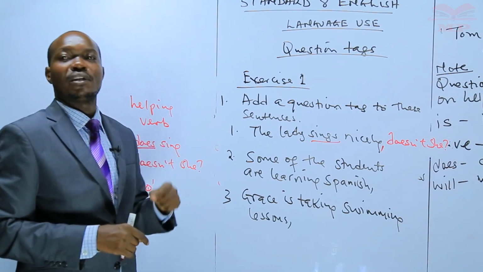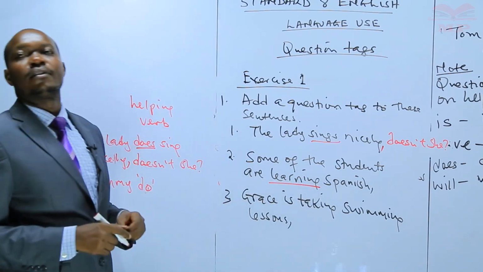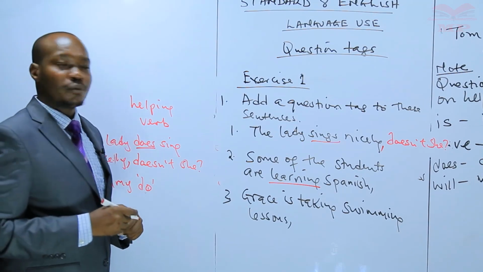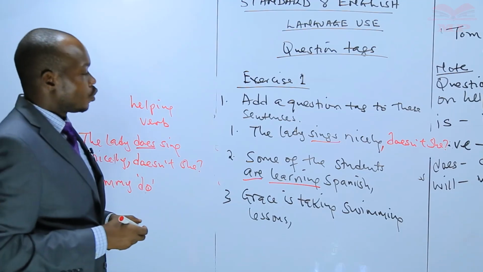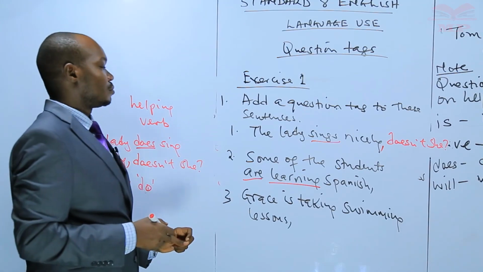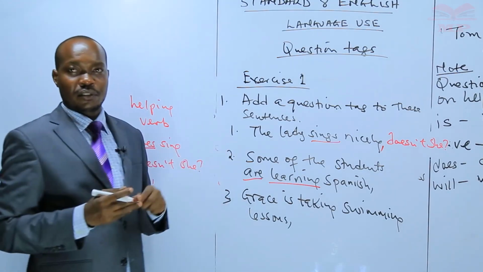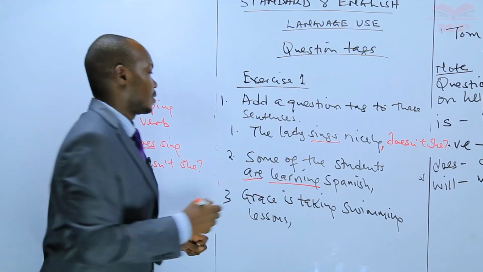The first thing you have to do is to identify the verb, which is learning, the main verb. What is our supporting verb? Are. Right? So this sentence is positive because we don't have the word not. So we're going to have aren't they.